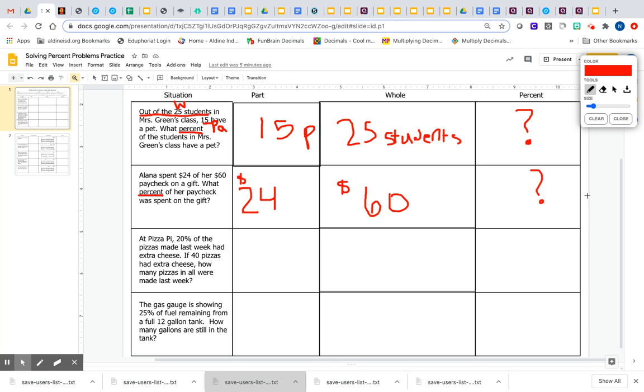So all we're doing right now, we're getting ourselves ready for Monday so that way we can start solving for the missing pieces to our problem. Right now, today, we're just identifying, are we missing our part, our whole, or our percent? So a part, which is our numerator, our whole, which is our denominator, or our percent. All right, see you guys later in small group.